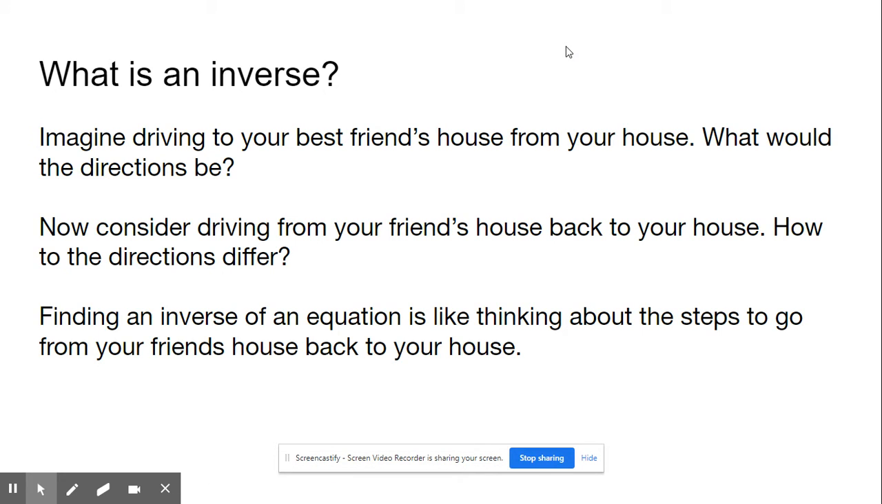What would the directions be? Now consider driving back from your friend's house to your house. How do the directions differ? Finding an inverse of an equation or relationship is like thinking about the steps to go from your friend's house back to your house.